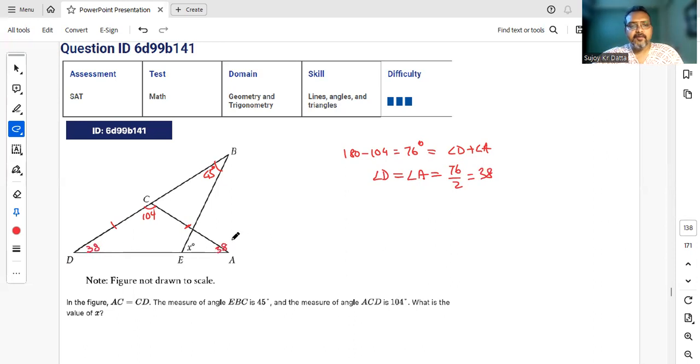They're asking you to figure out the value of X. So the X value here clearly is the exterior angle of this triangle, right? And we know that the exterior angle is the sum of the interior opposite angles. So X is simply 45 plus 38, so that would be 83 degrees. So the answer is 83.